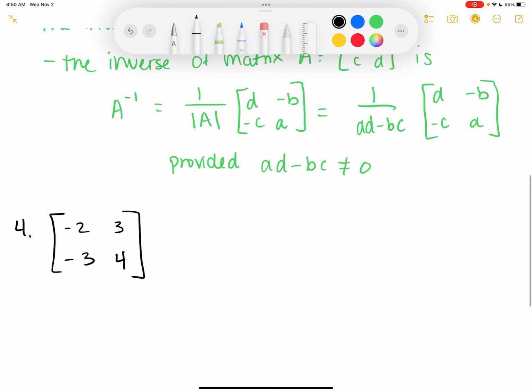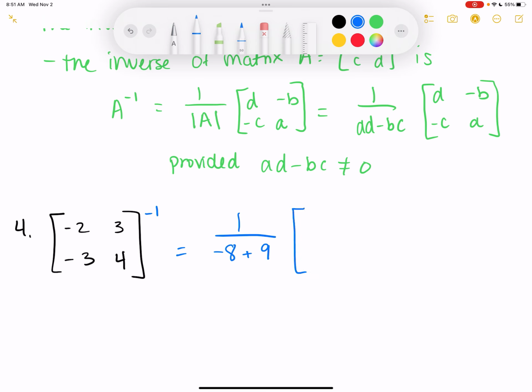So I'm going to leave the formula there handy. If I'm taking the inverse of it, if you want to just write the little -1 at the top, that way you know you're taking the inverse, but you don't have to. So we have 1 over the determinant of A, so 1 over AD, so -2 times 4, that's -8, minus BC, so 3 times -3 is -9, but it's minus, so plus 9.